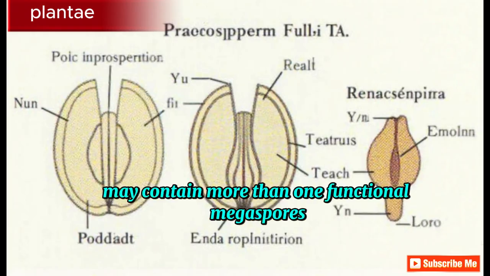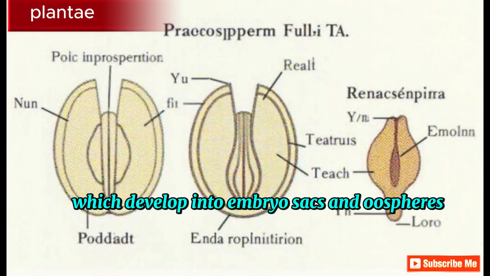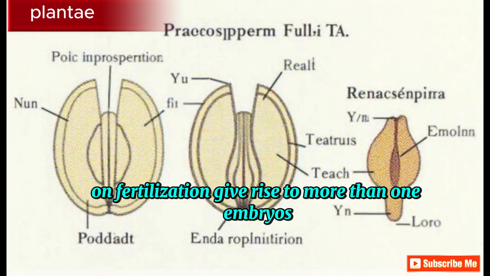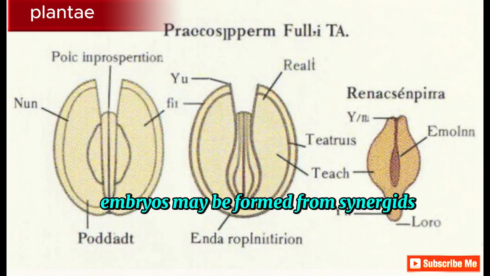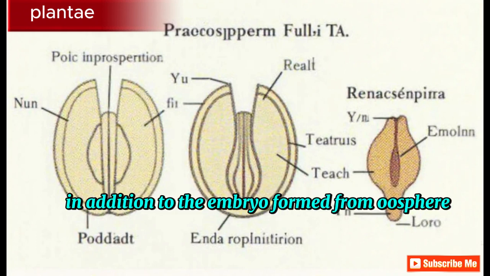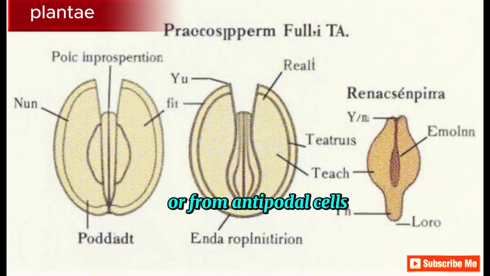An ovule may contain more than one functional megaspore, which develop into embryo sacs and oospheres, which on fertilization give rise to more than one embryo. Embryos may be formed from synergids, in addition to the embryo formed from the oosphere, or from antipodal cells.